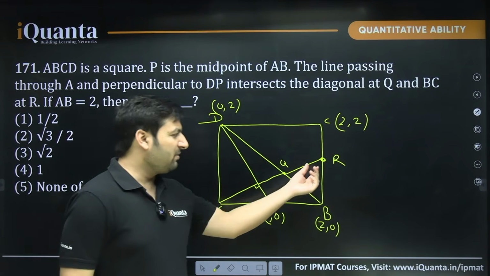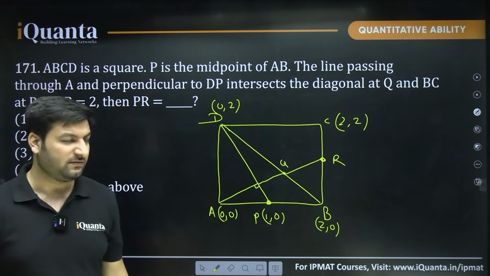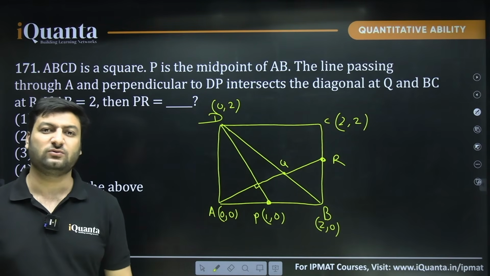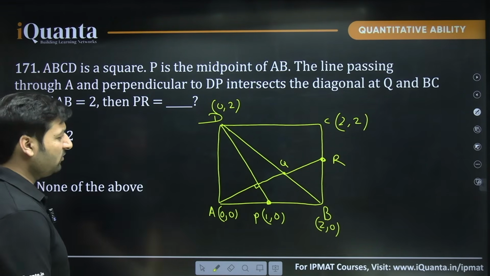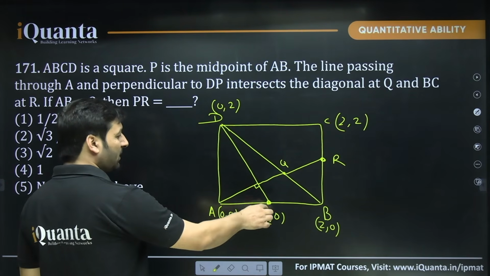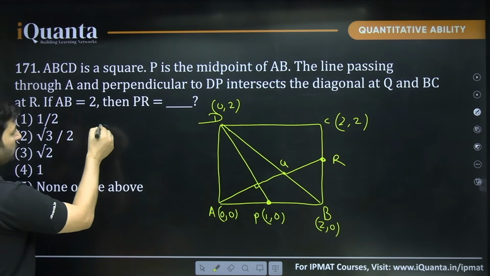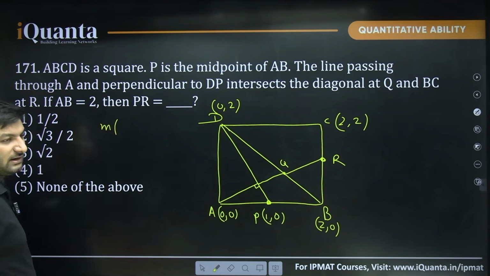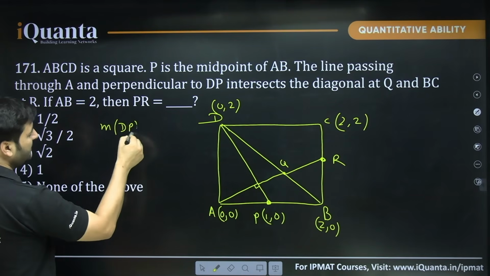So if I somehow get the coordinates of R, I already have the coordinates of P, I'll be able to use the distance formula between these two coordinates and get it. But how to do it? Now in coordinate geometry, you know that suppose you have this line DP, and you know its slope. I'll put the slope as M. Calculate the slope of DP.